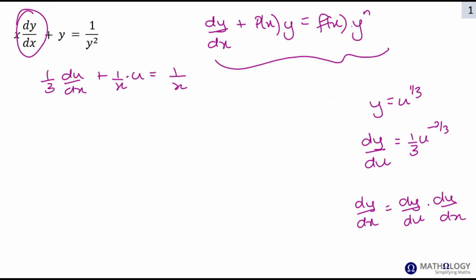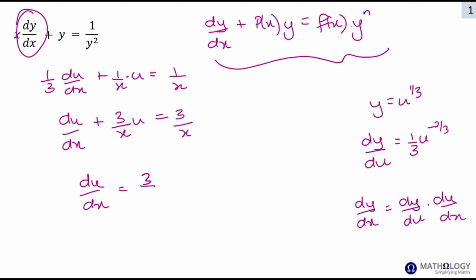Now we just need to get this into a form where we can use variable separable. So du/dx plus 3 over x u equals 3 over x. du/dx equals 3 over x minus 3 over x times u. du/dx equals 3 over x times 1 minus u.